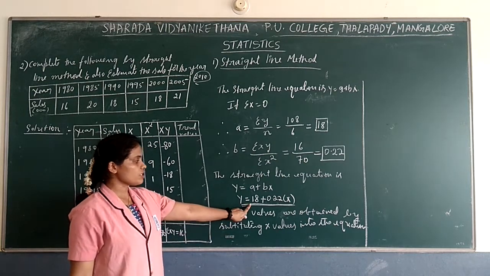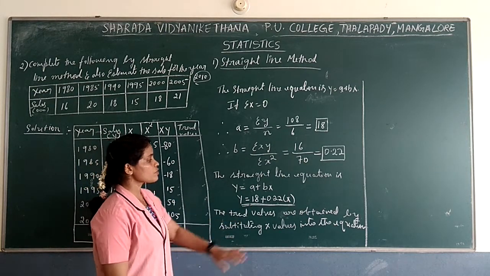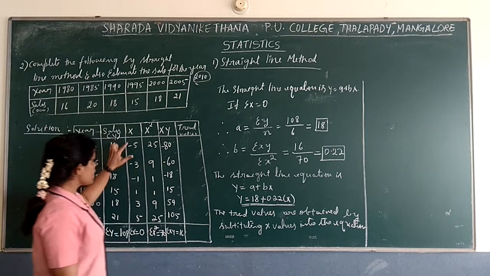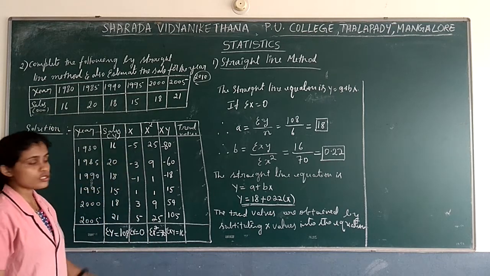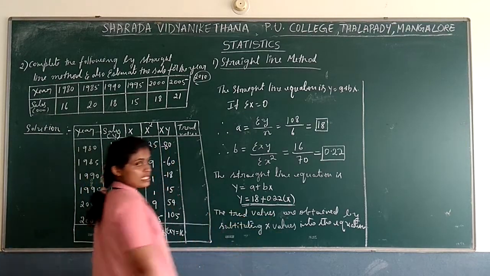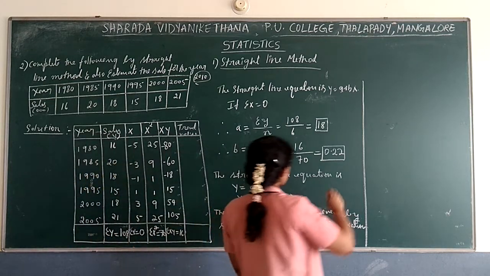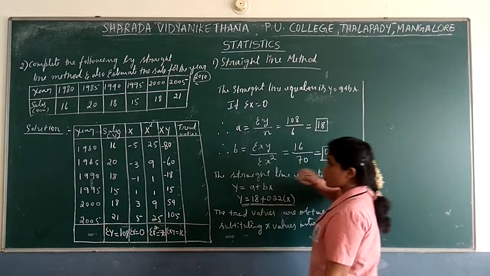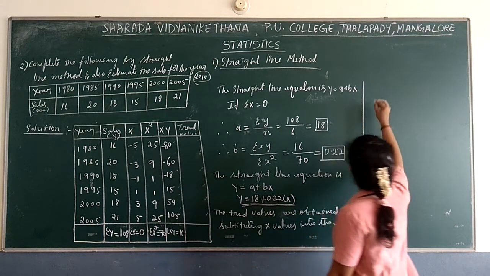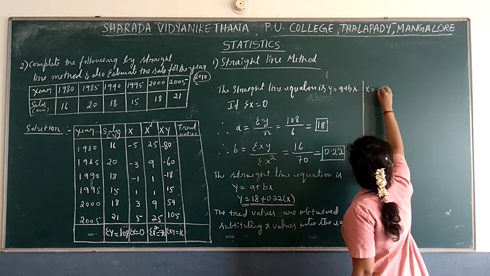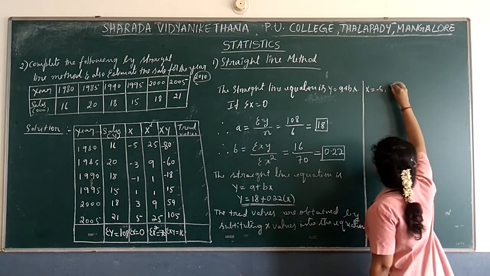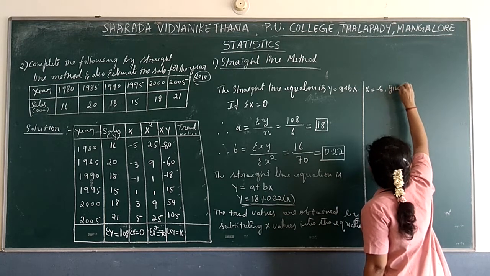Now what is the equation? This is the equation. What do we have to substitute? We have to substitute the x values into this equation. So first we take the first x value. What is that? Minus 5. So x is equal to minus 5. What does it give if we substitute x?